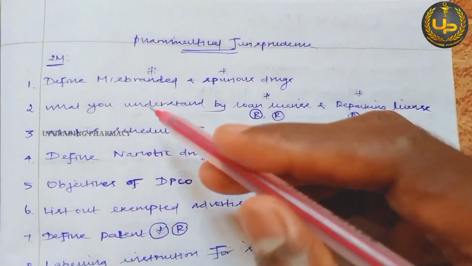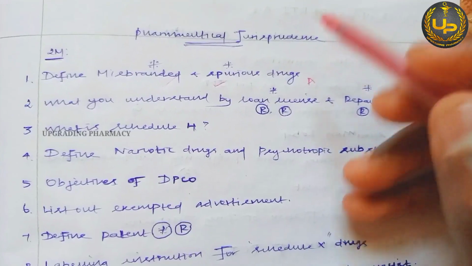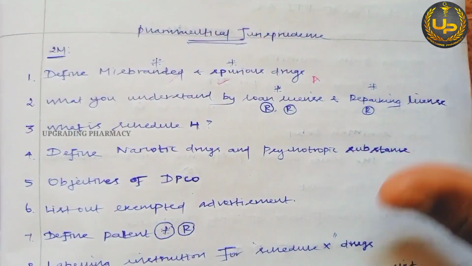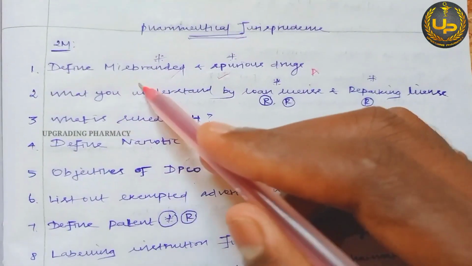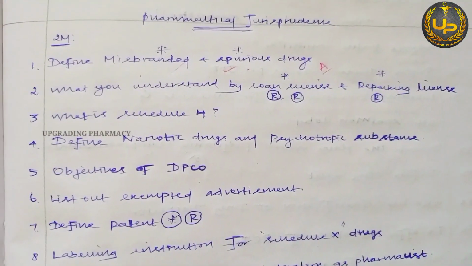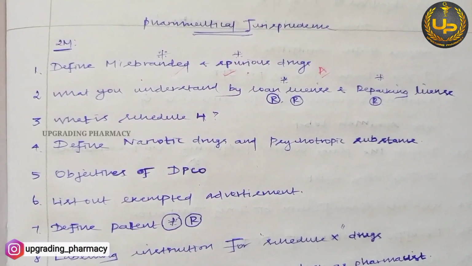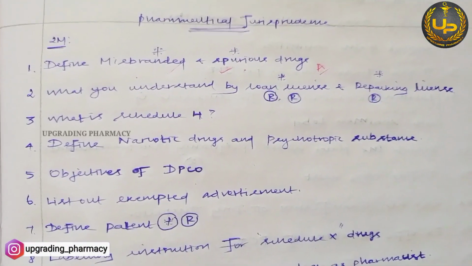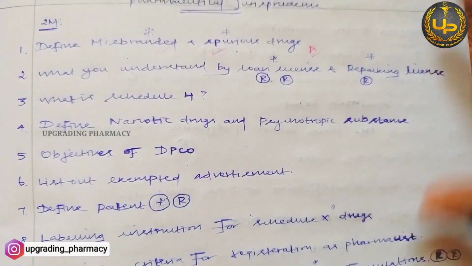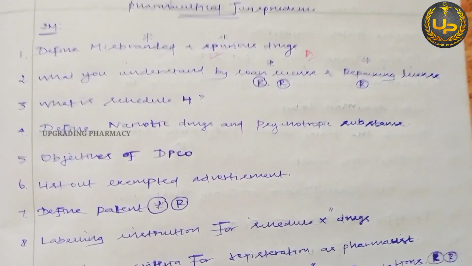There are three types of drugs: misbranded, spurious and adulterated. All three are very important. These are some modifications of the original drugs, and these drugs are given the names misbranded, spurious and adulterated. These are very important and these questions are asked in competitive exams also.